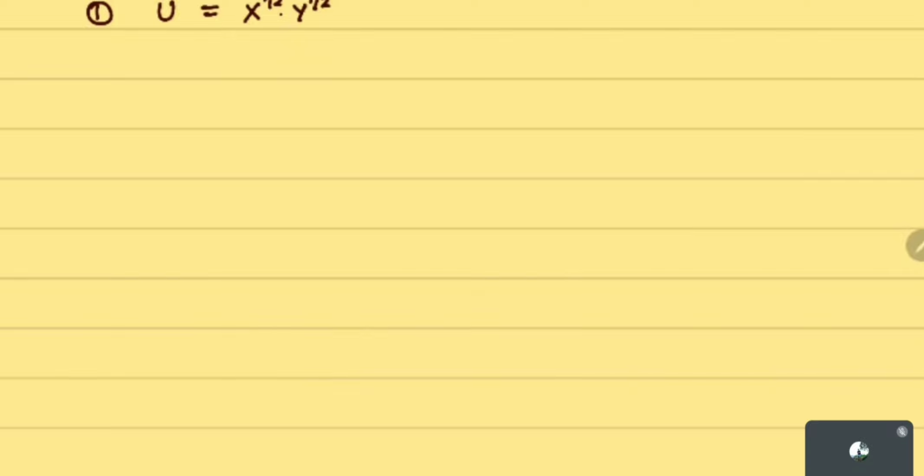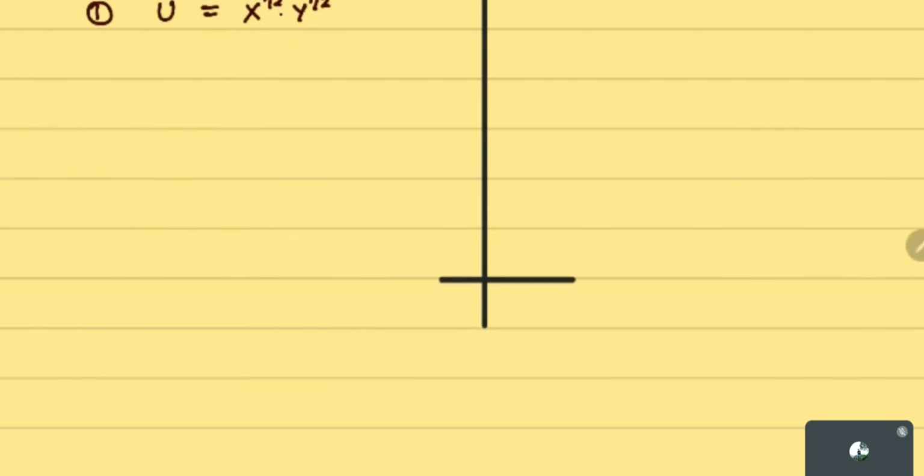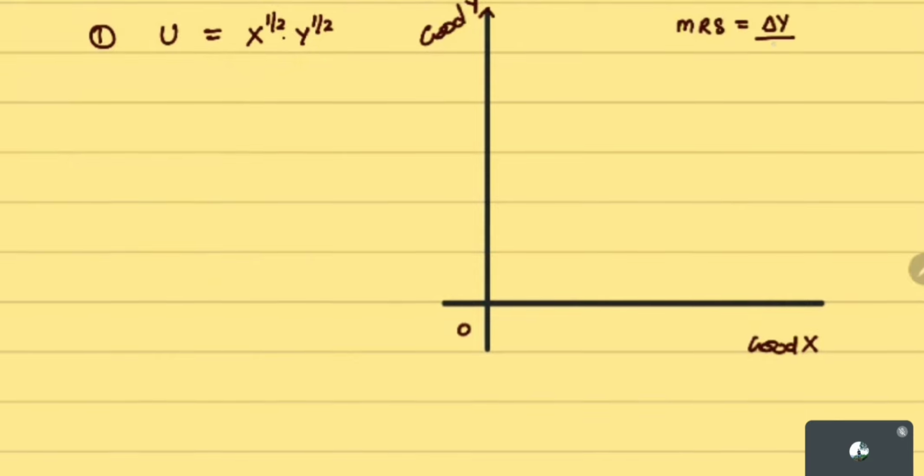As we know, IC represents the graphical presentation of different combinations of good X and good Y. We take good Y on the vertical axis and good X on the horizontal axis. We have to derive this in terms of Y, because the slope of IC is del Y by del X. I can also write it here: MRS is equal to del Y by del X.